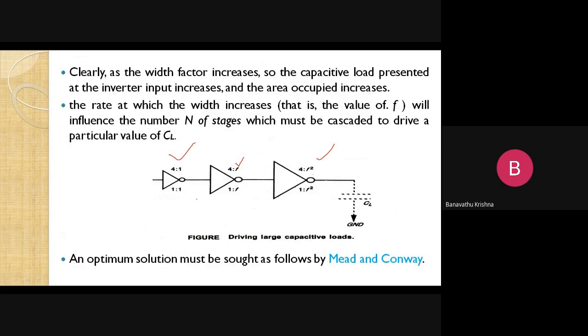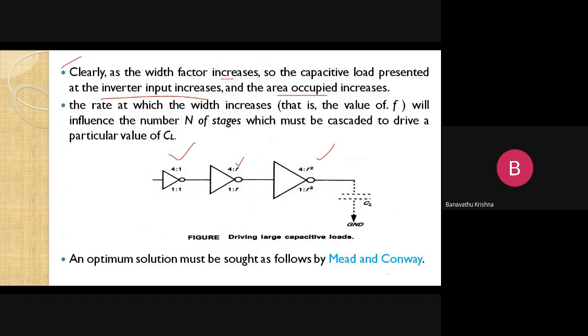The preceding stage is very small compared to the next stage. Clearly here, as the width factor increases, the capacitive load presented at the inverter input increases, and the area occupied also increases. That is the problem here. So how is it going to be optimized?